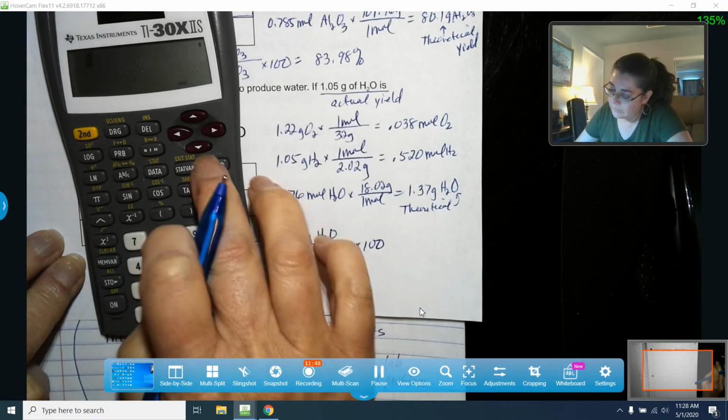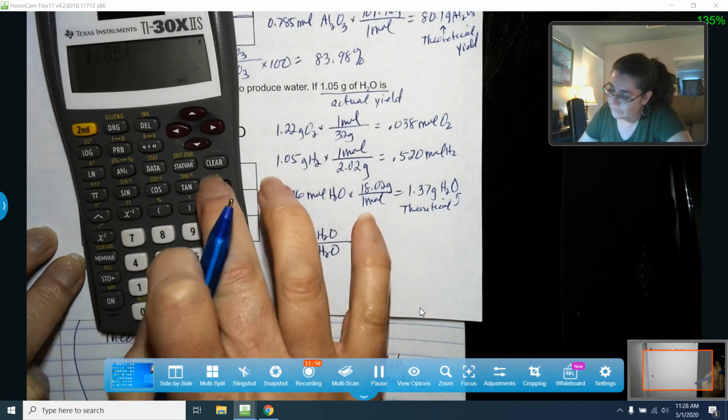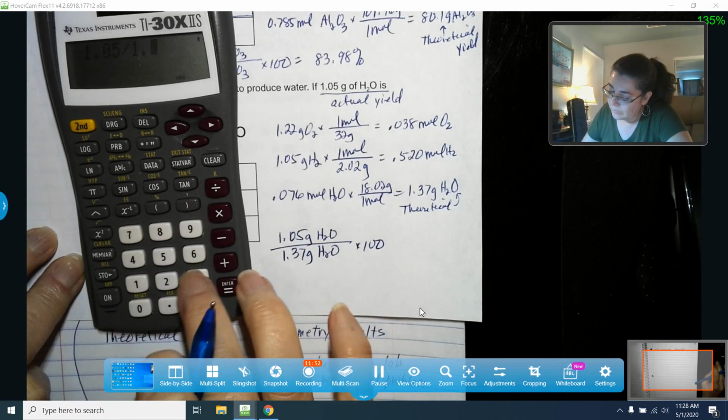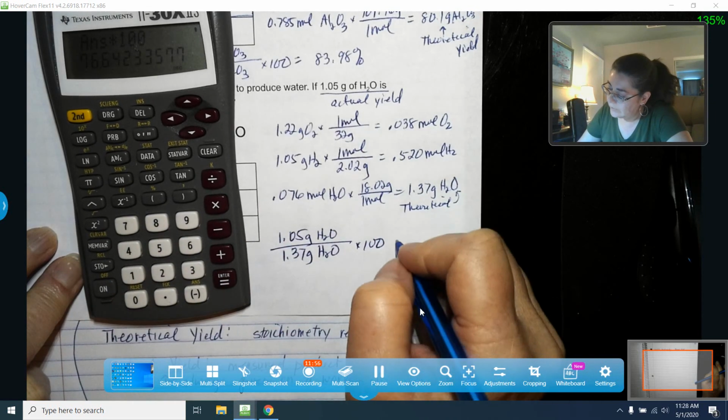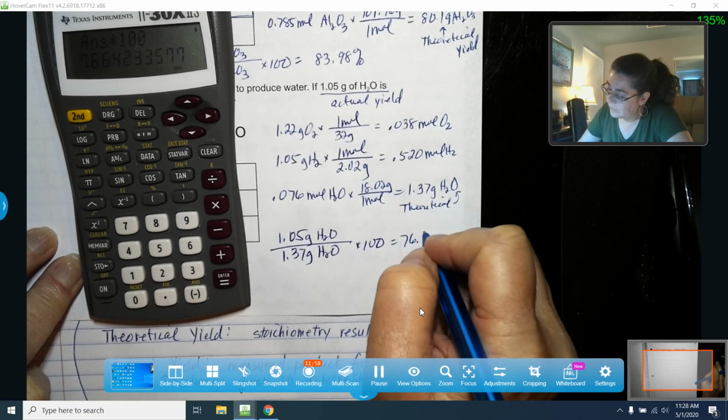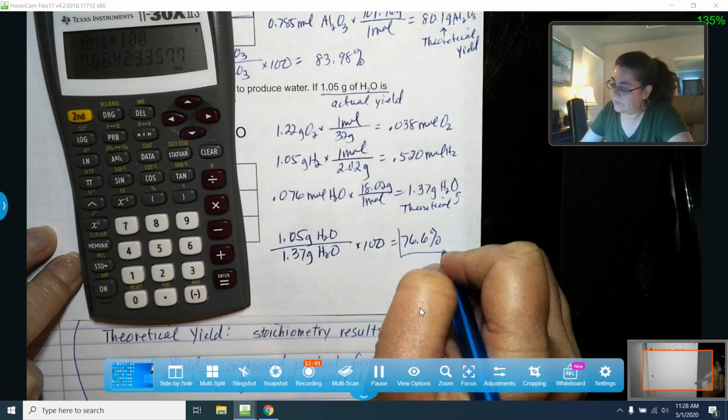Well, 1.05 divided by 1.37, and we get 76.6% yield.